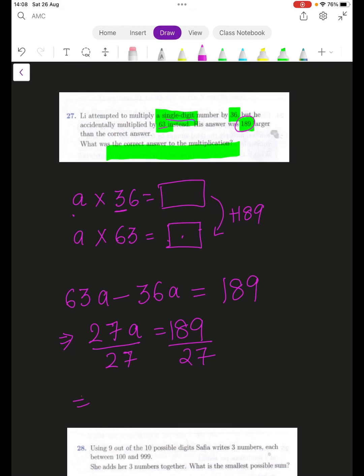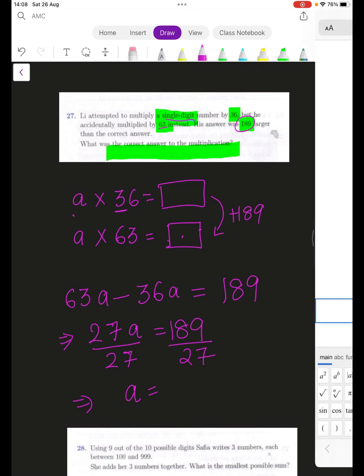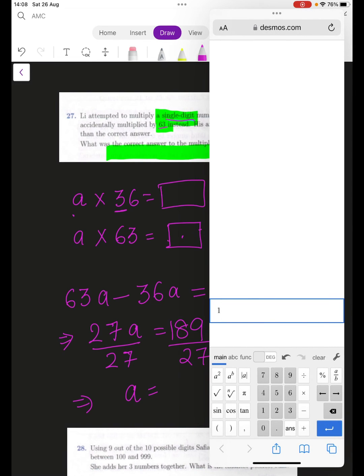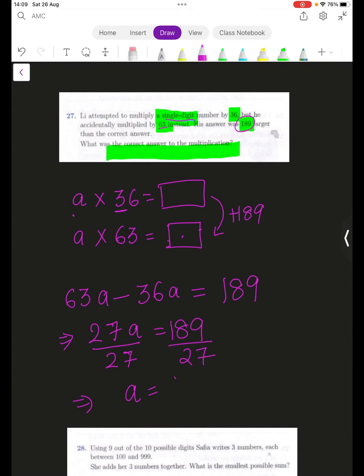Now you can use the calculator for this bit, so which implies the number A, our original single digit number, was 189 by 27. You can use a calculator. Let me show you. 189 divided by 27 is 7. So our answer is 7. This was the single digit number that we should have started with.